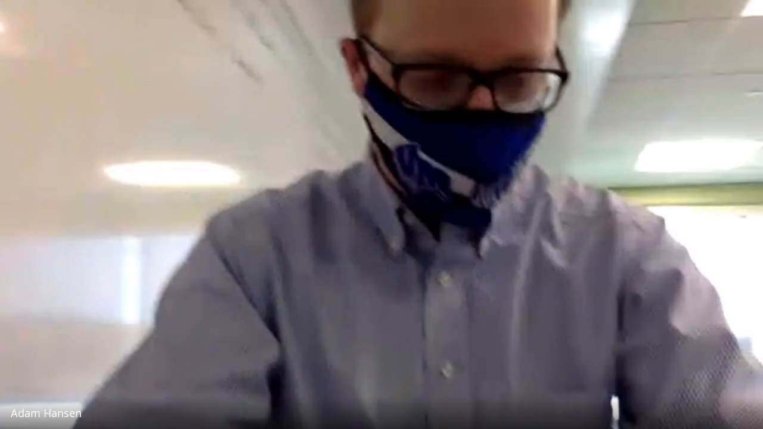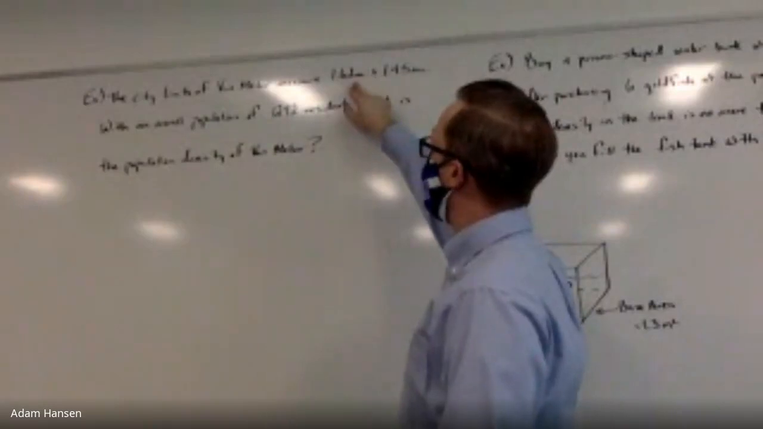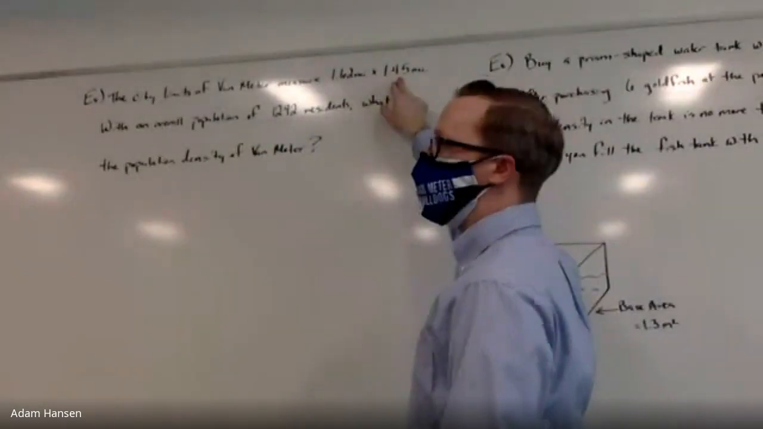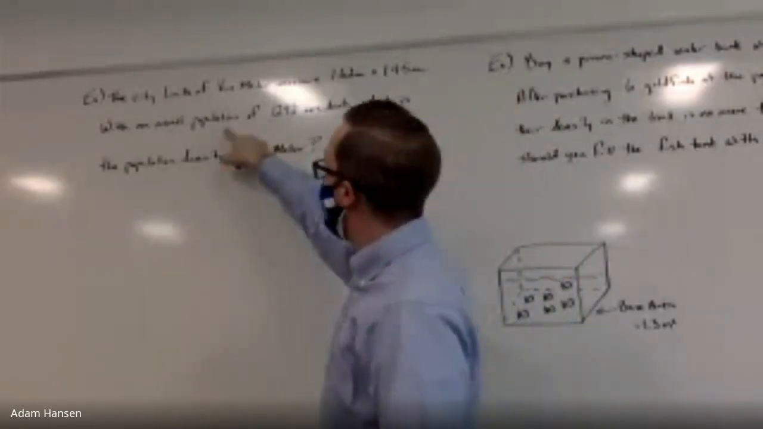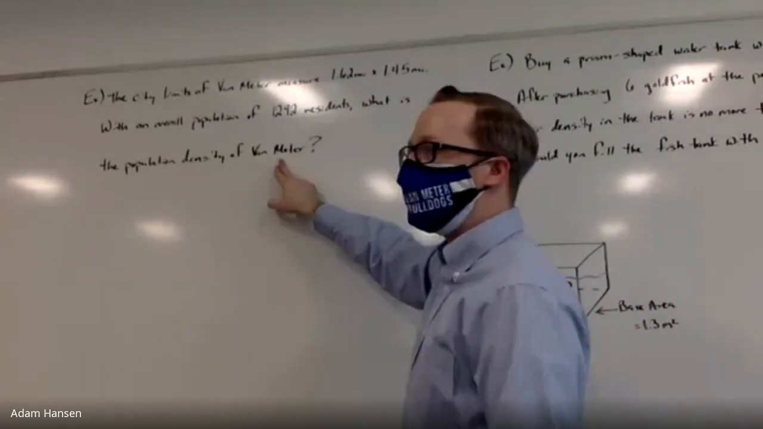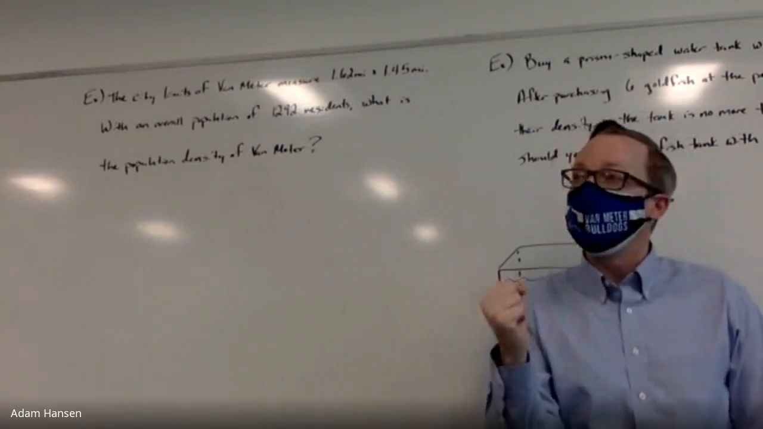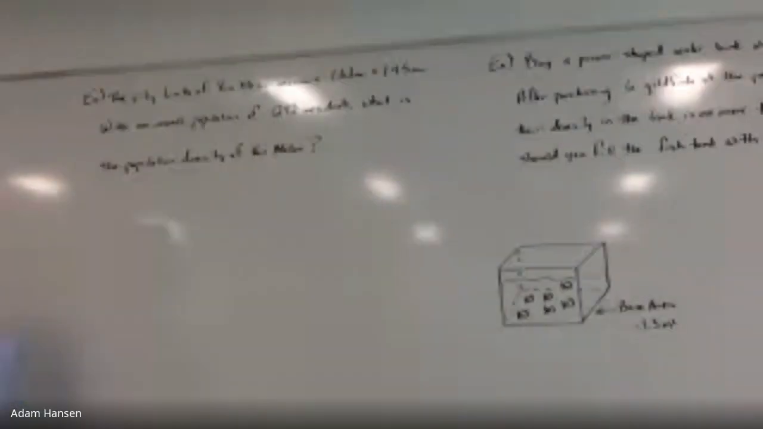Let's try a couple applications of that. First up, talk about population density. The city limits of Van Meter measure 1.62 by 1.45 miles. Overall, the city's population is 1,292 residents. What is the population density of Van Meter? How many people live in every single square mile in town? That's what we're trying to describe. How many people are there per square mile? I said kilometer, I'm sorry, that should be mile.